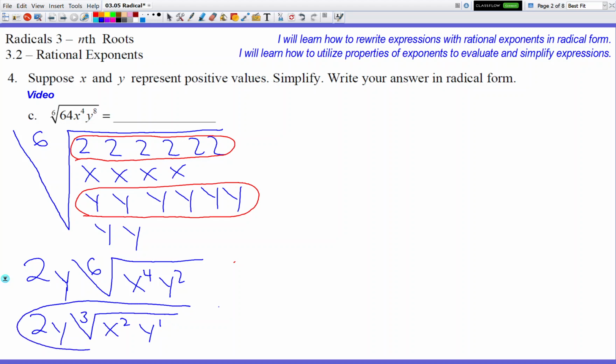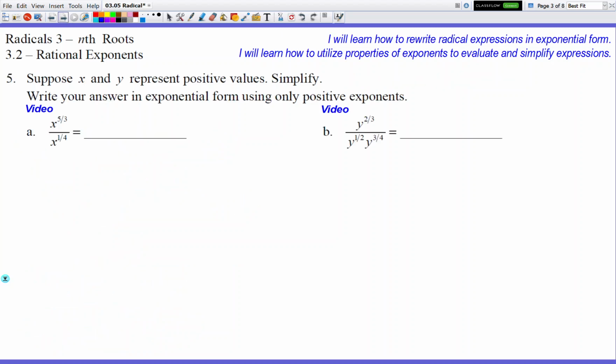Okay? So hopefully these 3 problems that you just saw back to back to back gave you a pattern, a sense of understanding as far as what you see for a pattern. Okay? All right. Number 5.